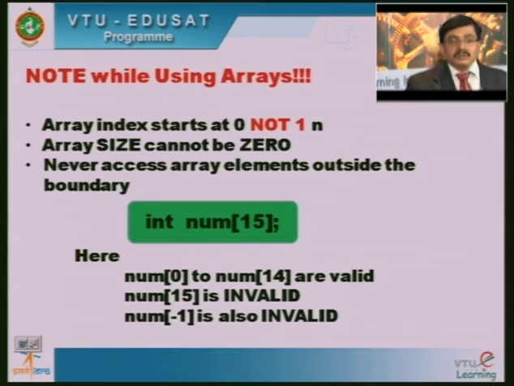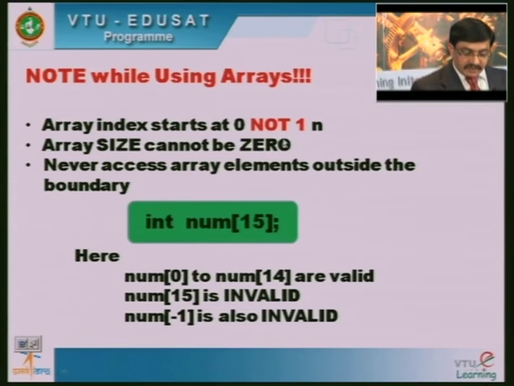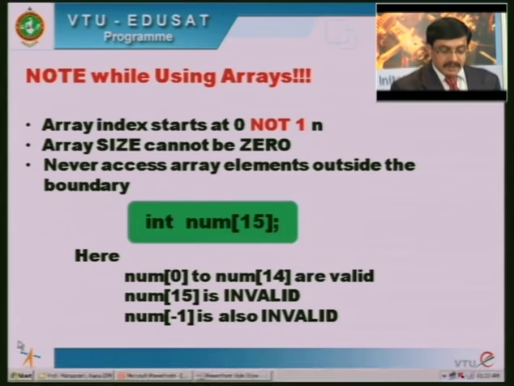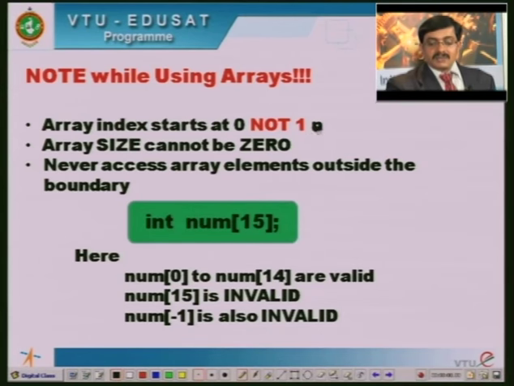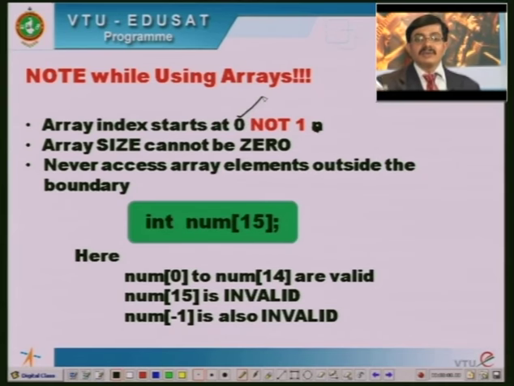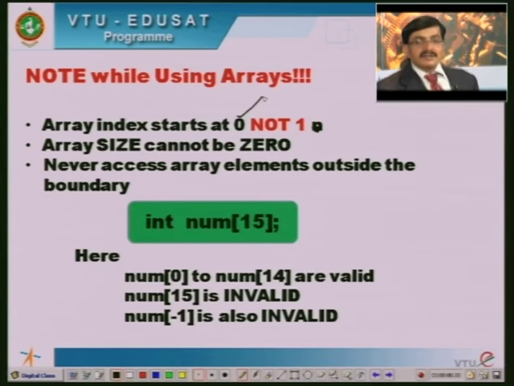Next, note that while using arrays, the array index starts at 0, not 1. See here, the array index always starts from 0 and does not start from 1. We say a of 0, a of 1, up to a of n minus 1. If the array is declared as 5, then the index will start from 0 and go up to 4.